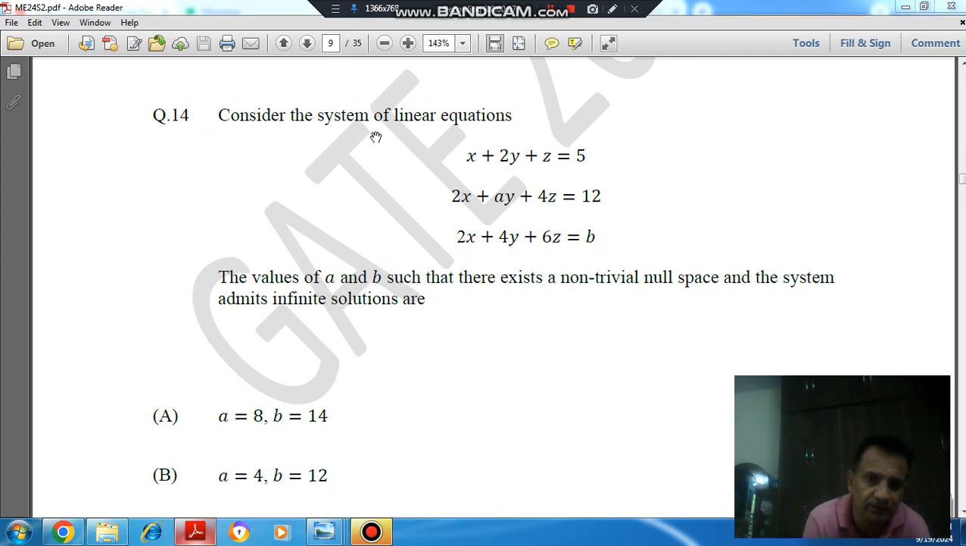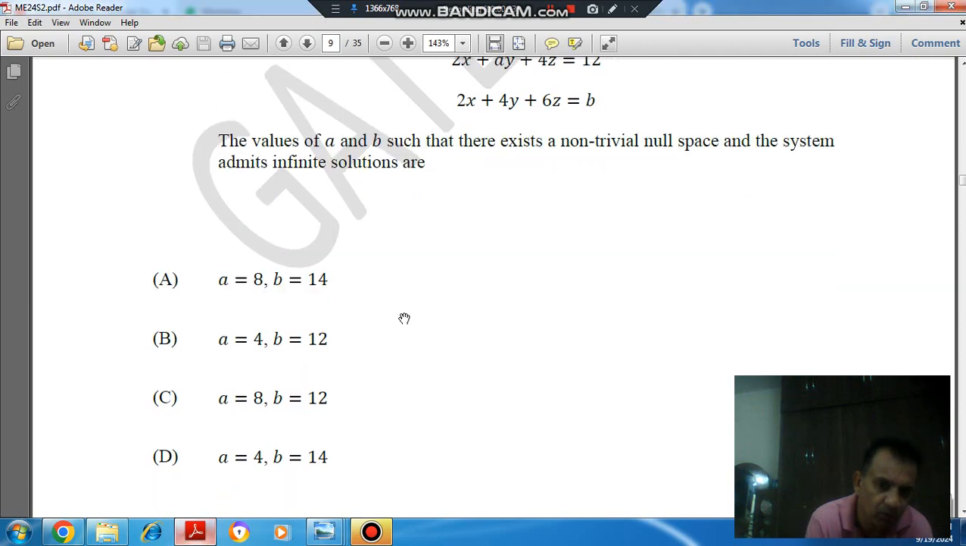Question number 14: consider the system of linear equations x + 2y + z = 5, 2x + ay + 4z = 12, 2x + 4y + 6z = b. The values of a and b such that there exists a non-trivial null space and the system admits infinite solutions are: option A, a = 8, b = 14; option B, a = 4, b = 12; option C, a = 8, b = 12; and option D, a = 4, b = 14.